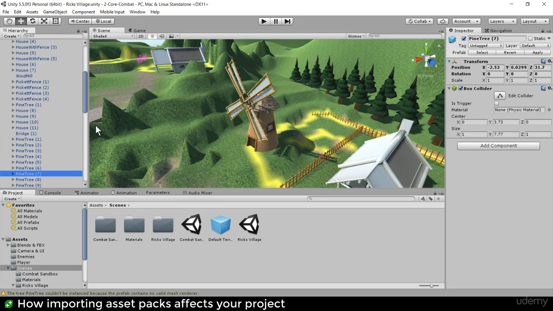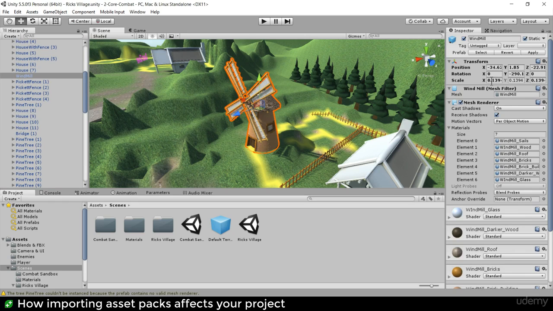Now that's quite important because let's look at the windmill. It has some scaling applied to it. Well, you'd think, so what? The problem with that is we can't instantly update that model without causing a scaling issue.